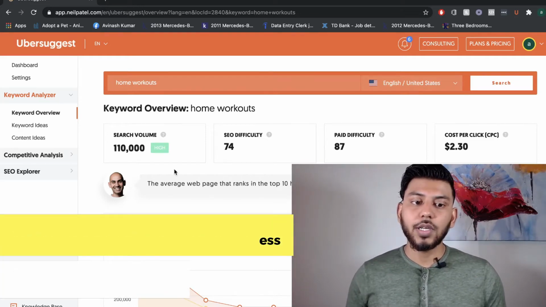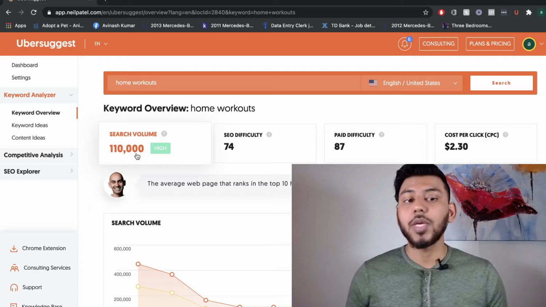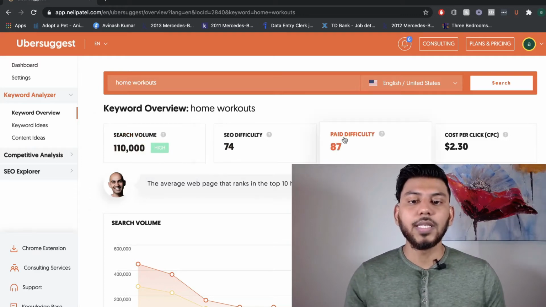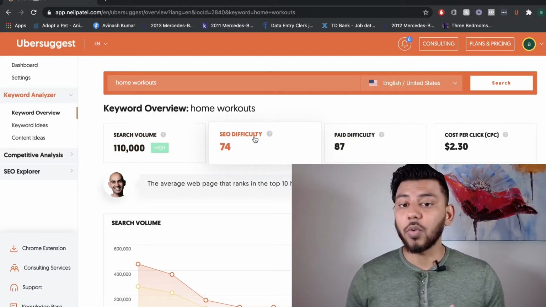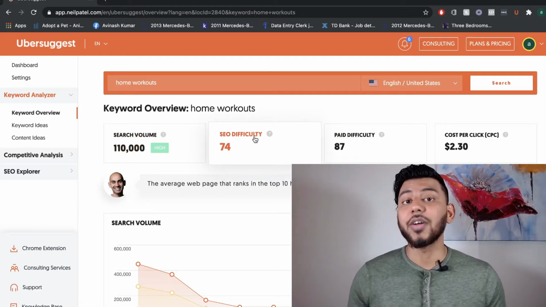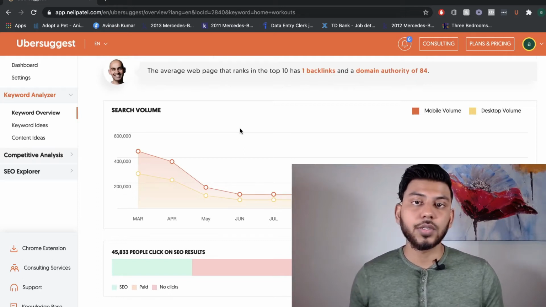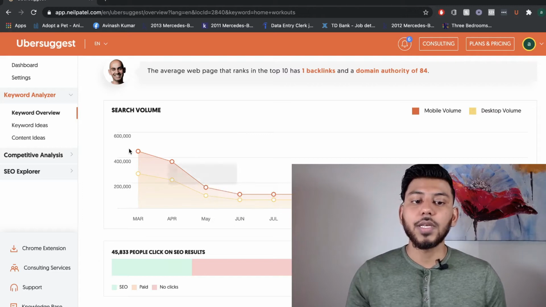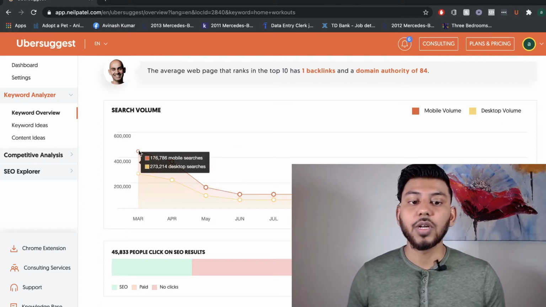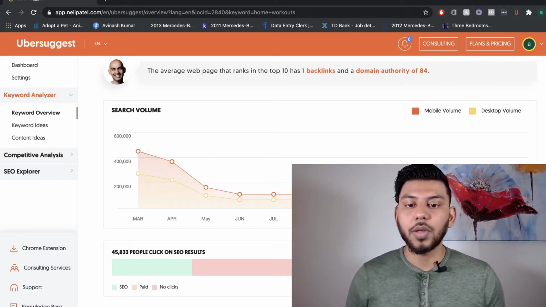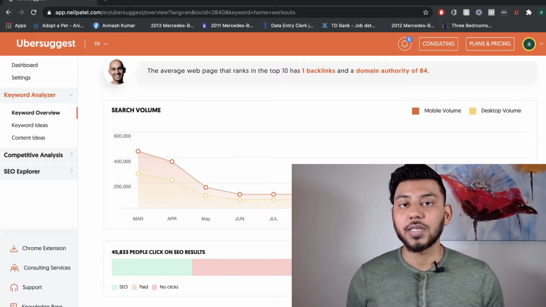So as you can see, over 110,000 people are searching for home workouts each month on Google. And the difficulty is about 74. The higher the number, the higher the difficulty it is. And if you scroll down, you'll also see a historical overview of the searches per month. So as you can see, in March, there were over 273,000 people that searched this keyword under desktop. But in October, that number reduced to over 66,000.